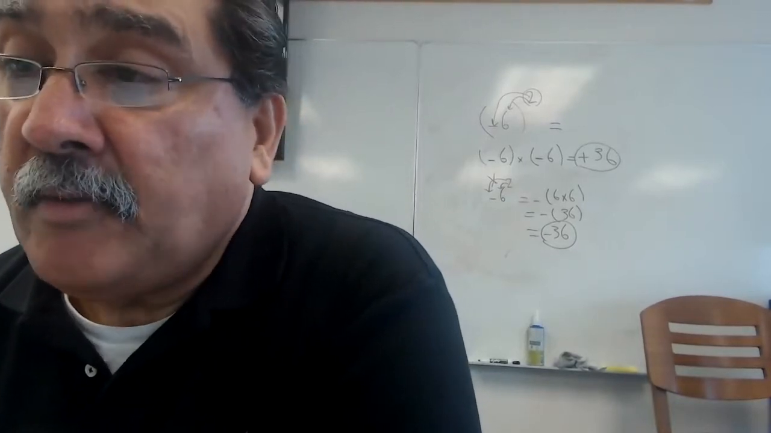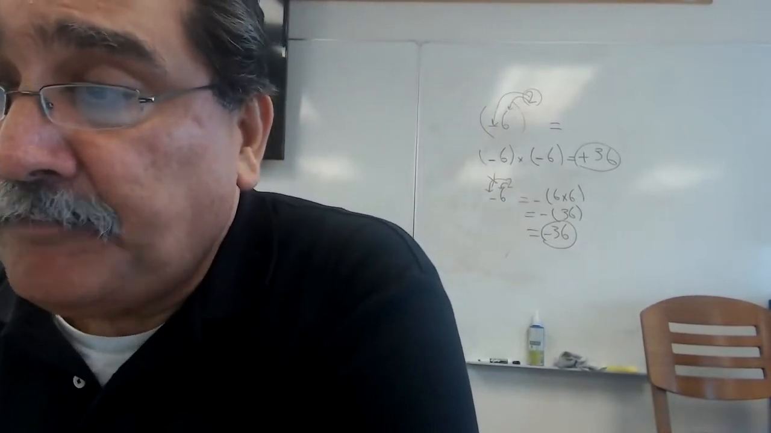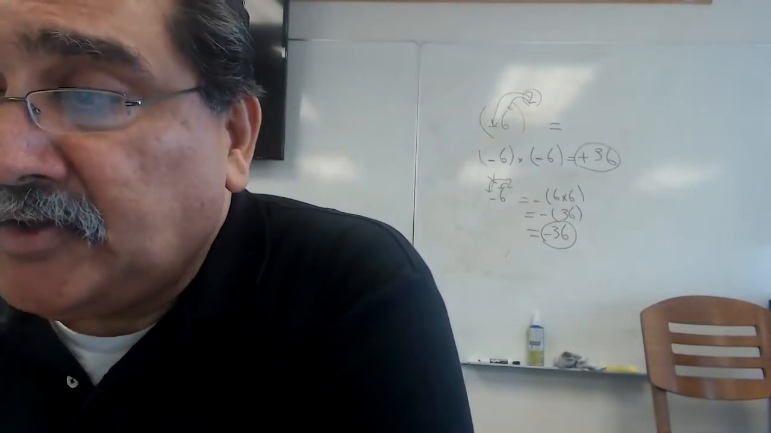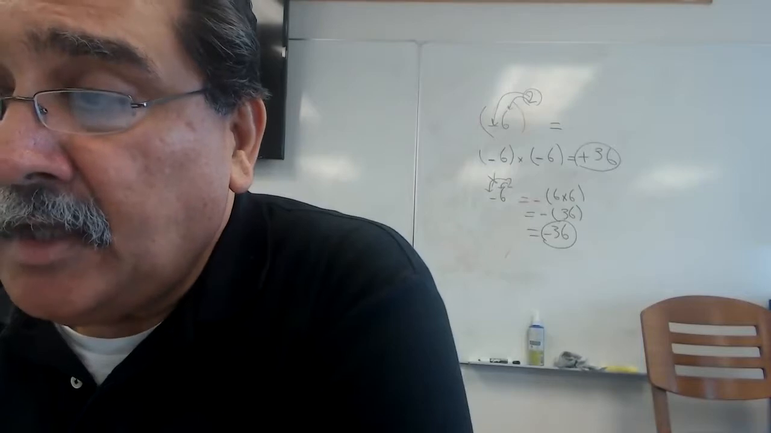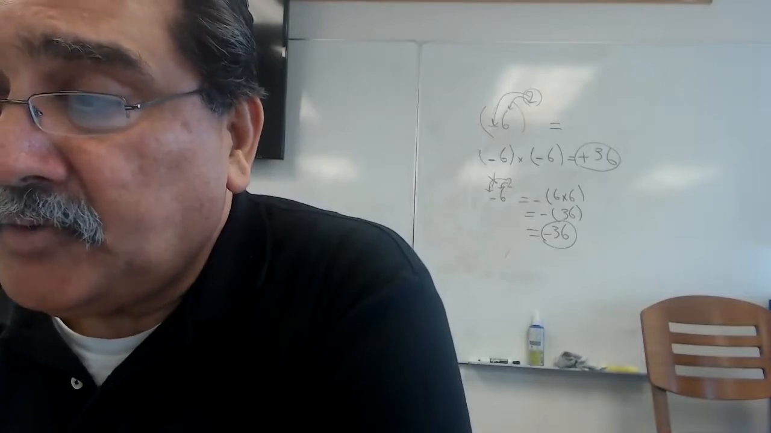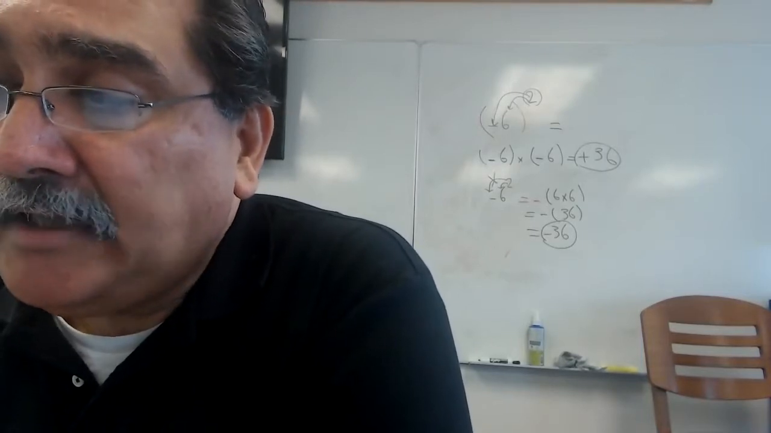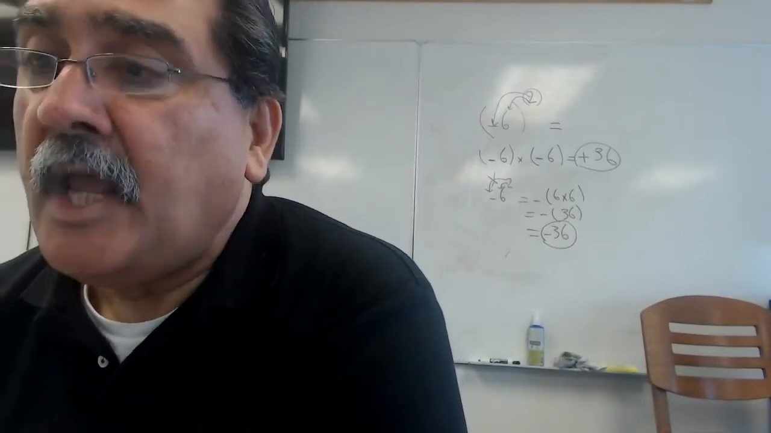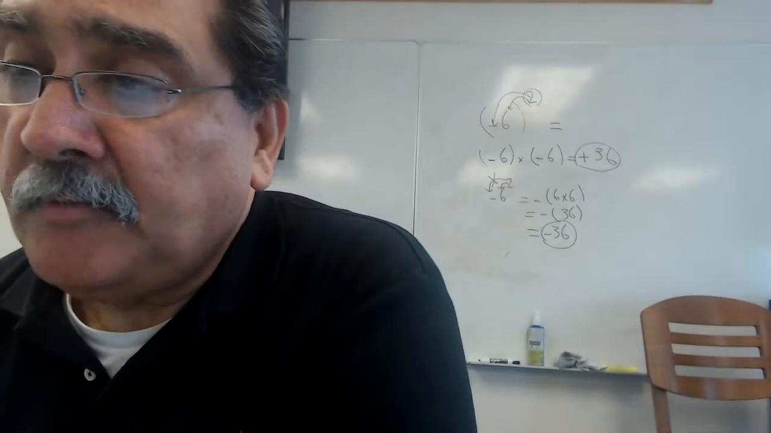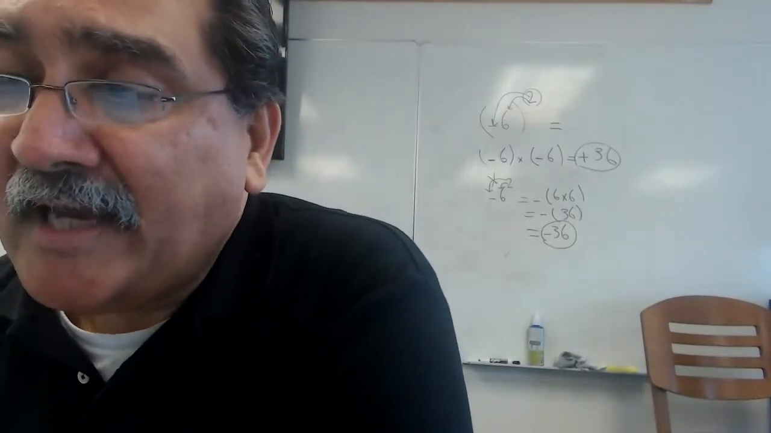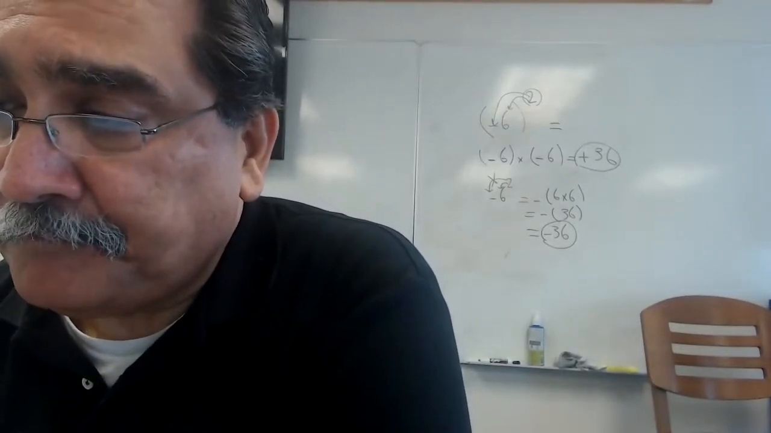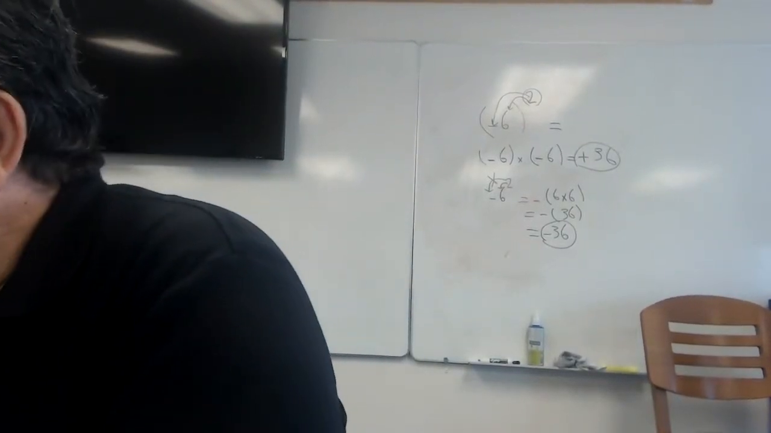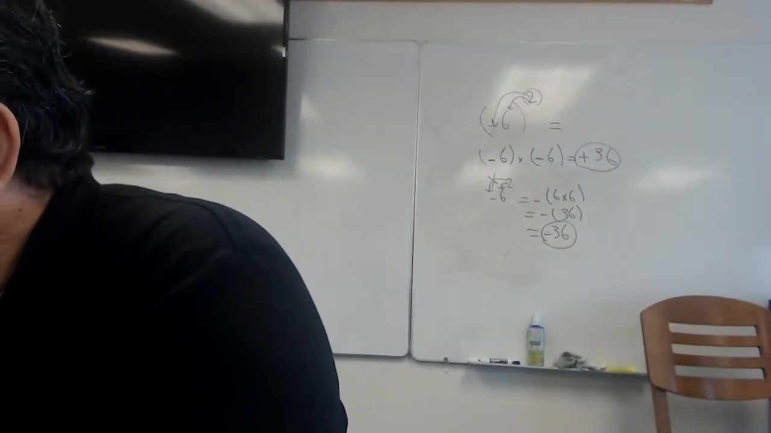Order of operations, remember: you start with parentheses, then you do exponents, then you do multiplication and division in the order they occur from left to right, and then you finally do addition and subtraction in the order they appear from left to right. Parentheses, exponent, multiply, divide, add, and subtract. Page 246 to 247. Let's look at what we have over there.